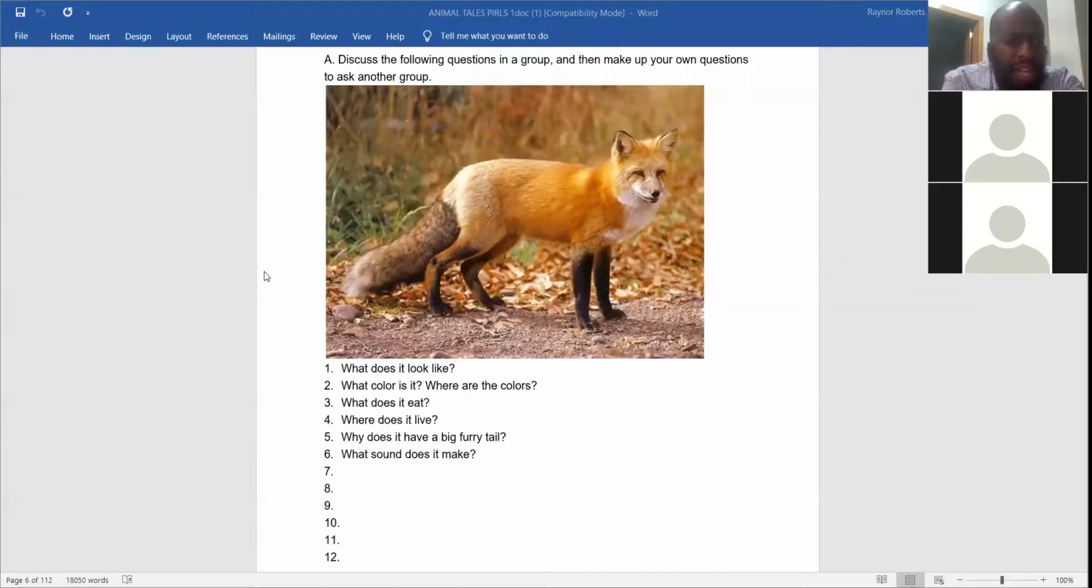Why do you think foxes can live in a city? How did foxes get to cities? I don't know. What do you think? How do foxes get to cities?